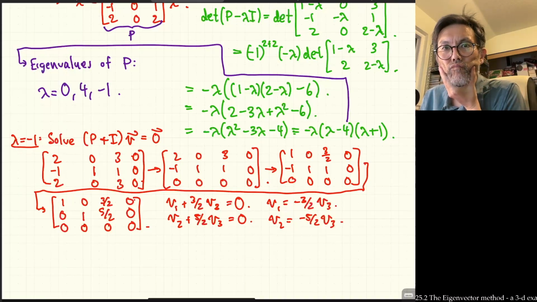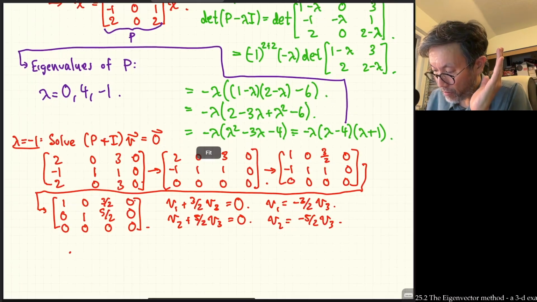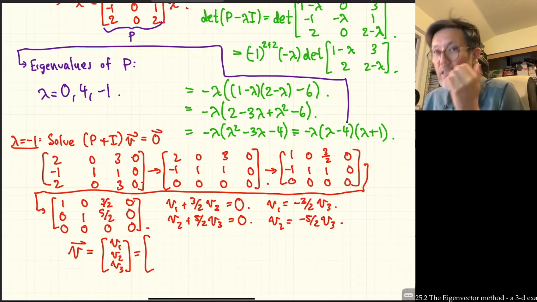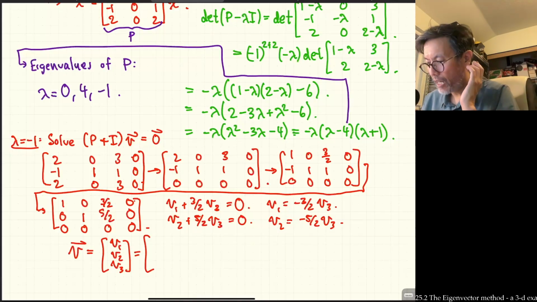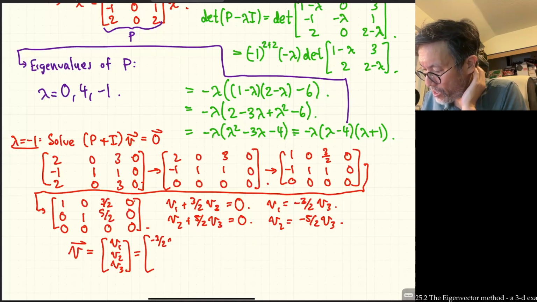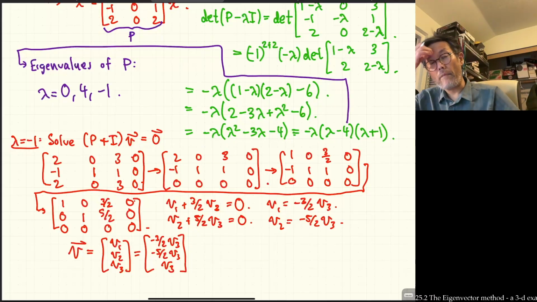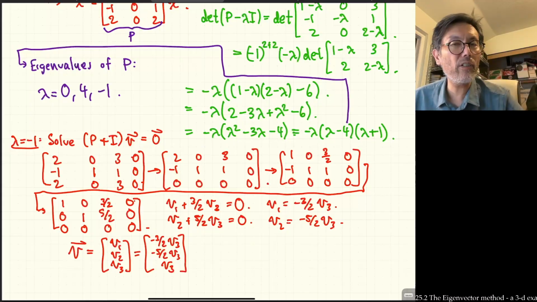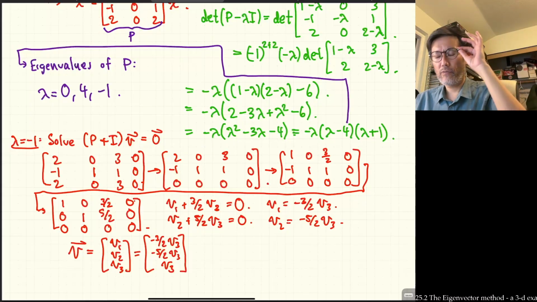Okay? So when I go to write v, which is, of course, v1, v2, v3, I could rewrite that totally in terms of v3. I could rewrite this as -3 halves v3, -5 halves v3, and then v3. And v3 is free to be whatever it wants to be, you see? I can choose anything. Well, I can't choose 0, because if I choose 0, then v is going to be the 0 vector. 0 vector is never an eigenvector. Never. For very good reasons.